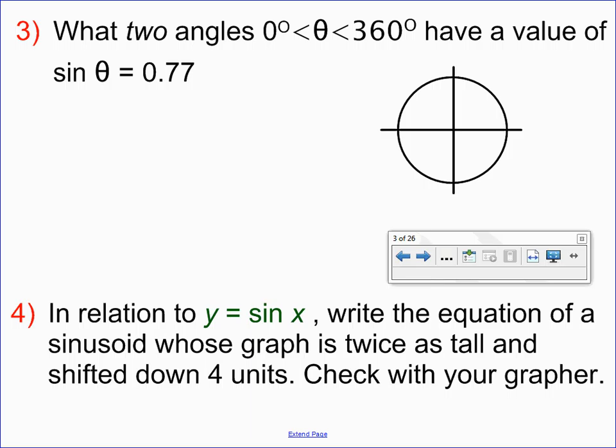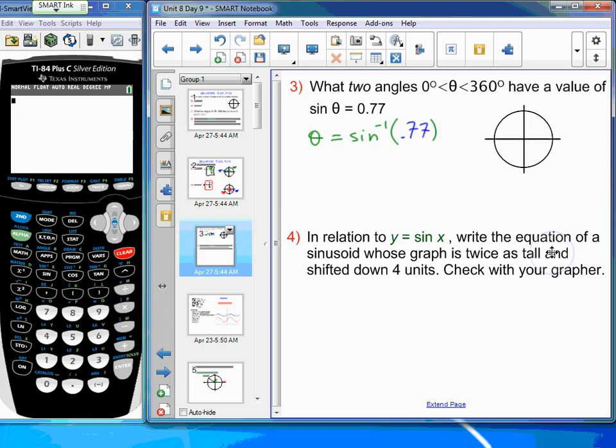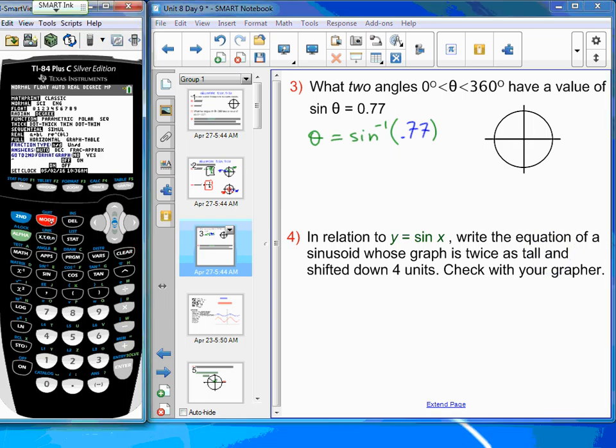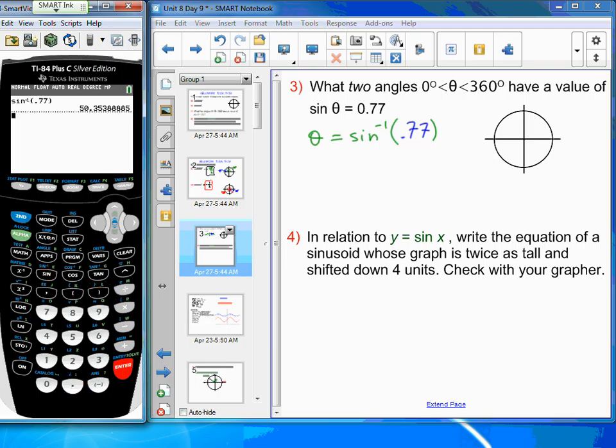And so if we know sine of theta is 0.77, I can get actual theta by taking the inverse sine of both sides. And so to find that on my calculator, I'll simply do the inverse sine of 0.77. Let's go ahead and do that on our calculator. Make sure we're in the appropriate mode. If we want our answer to be in degrees, make sure we're in degree mode. And on my home screen, I'll simply do the second sine, inverse sine of 0.77. Voila! That gives me 50.35 degrees. And so it looks like theta is about 50.35 degrees.